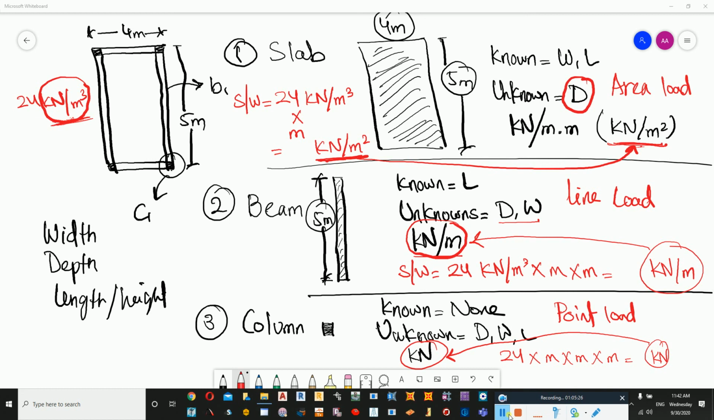Now, to know the self-weight or the weight of the element, I need to multiply by the thickness, because width and length are the same, so they don't matter. I cannot say the weight of one paper is the same as the weight of 500 papers. So to differentiate, I need to multiply by the depth or the thickness of that particular element. Hopefully that's clear for you.